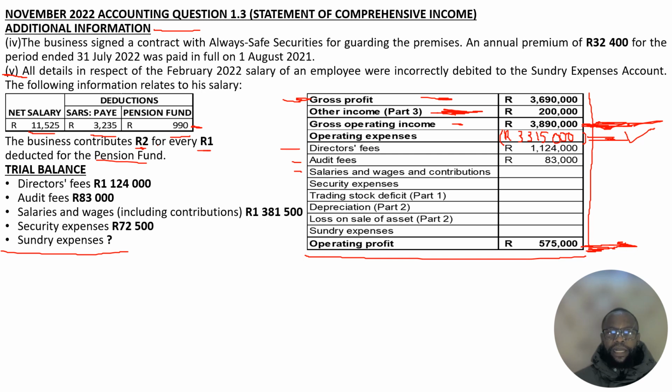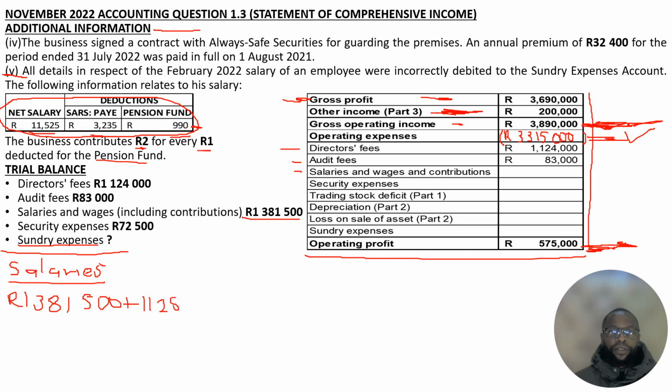To calculate your salaries, here your salaries are given on your trial balance. We have 1,381,500. This information was not included in salaries. It was incorrectly included in sundry expenses. So we need to include it here. This information should be here.